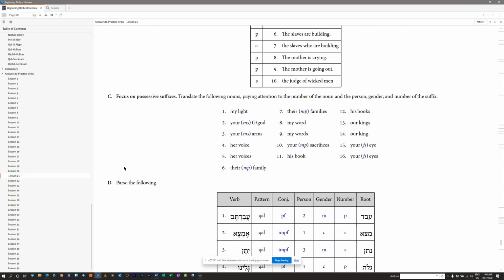21C. Oh, Zeroah, that's right. Zera is seed or descendant. Zeroah is arm. Okay, so your arms.